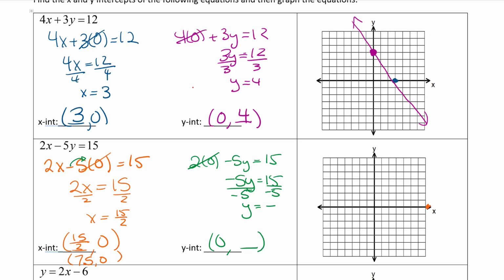15 divided by negative 5 is negative 3. So 0, comma, down 3. And then I draw my line.